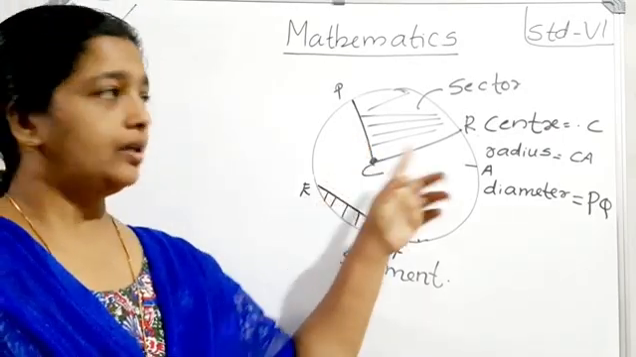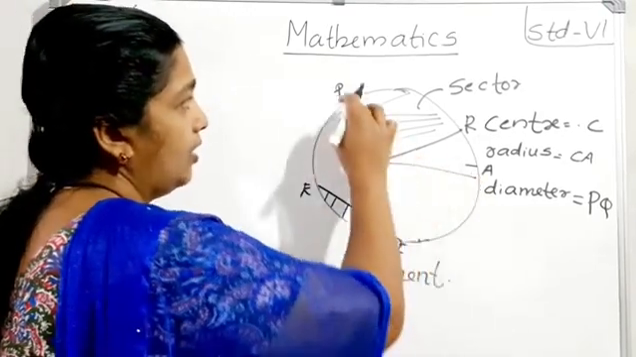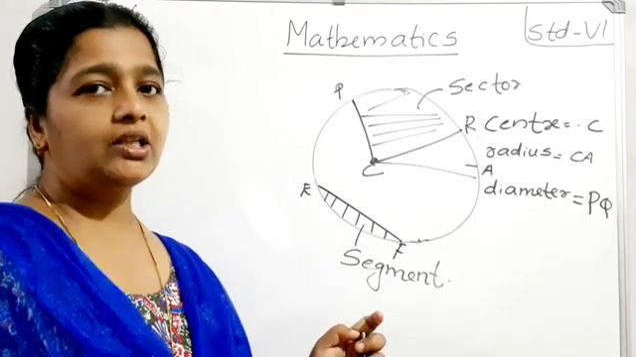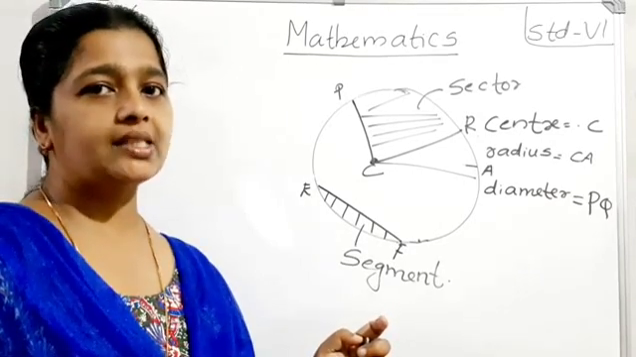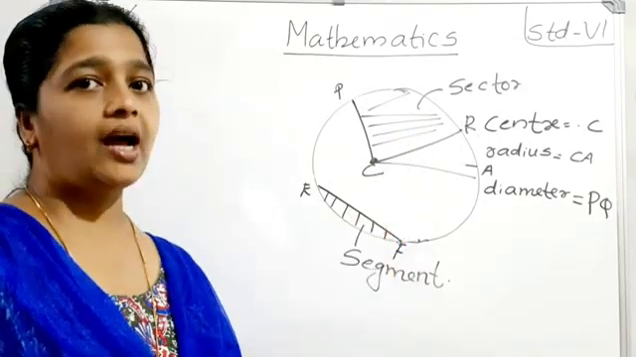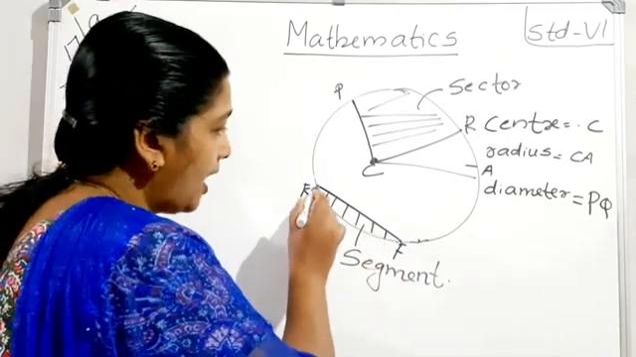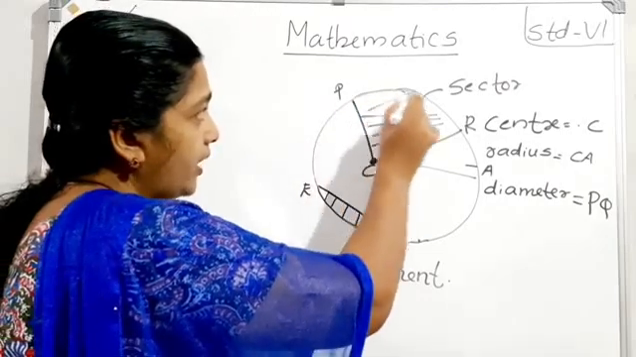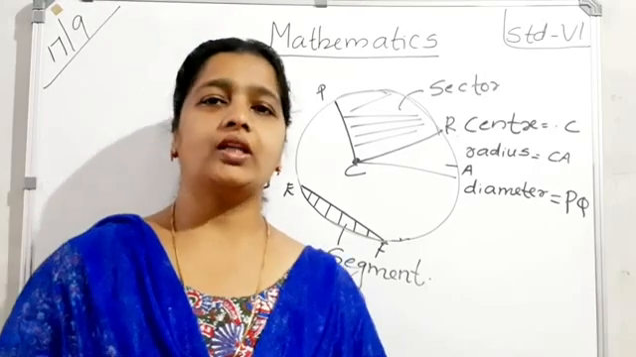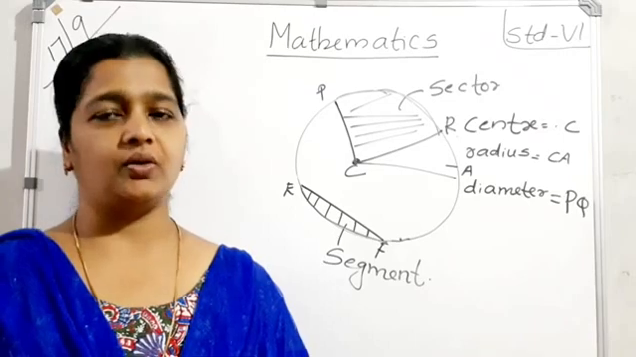So this is the center of the circle. Next, the radius here. The longest chord passing through the center of the circle is called the diameter. The diameter is divided into 2 equal parts, and each one is called a semicircle. This portion is called a sector and this is known as a segment. This portion is known as an arc, and this is another arc. All the students must study all the exercises and do the revision questions also.